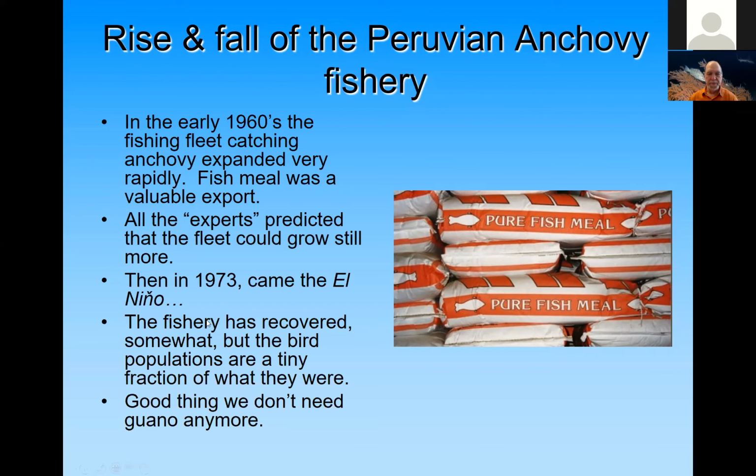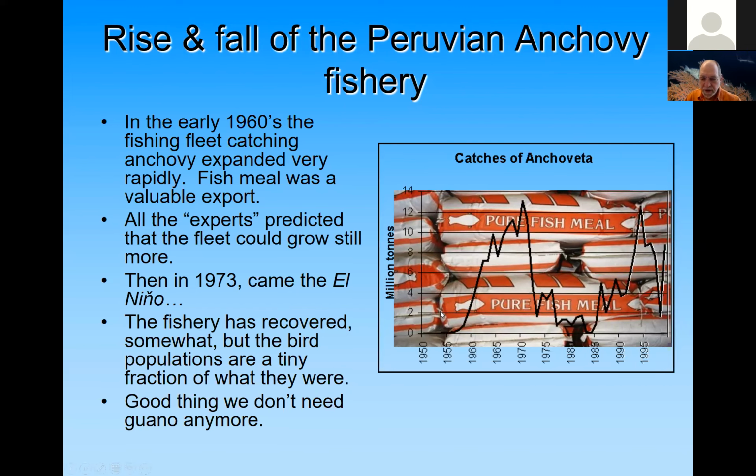So here's the growth, and you can see, in the 60s, when the Puretic block is introduced, there's this huge explosion in catches of anchoveta, and these are catches measured in millions of tons. We were looking at about 12 million tons being caught in 1970, and then in 1973, along comes, sort of overnight, this El Nino year, the failure of upwelling, and the crash of the population.